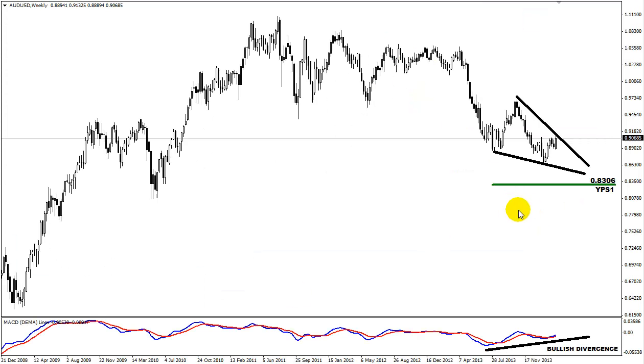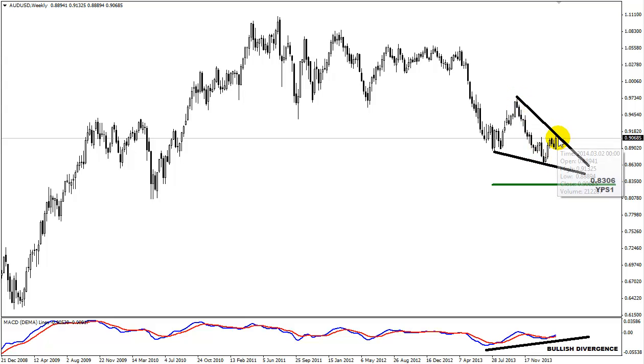The second possibility will be in the case that the inverted head and shoulders will not break to the upside, and it will probably lead to another leg to the downside, and in this case we can get here the falling wedge pattern that is also a bullish pattern. Usually the wedge pattern develops in the shape of a 5-wave pattern. Here we only have 3, as we can see here, 1, 2 and 3 waves.